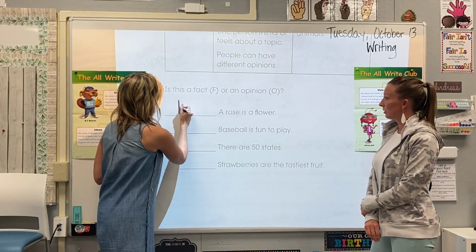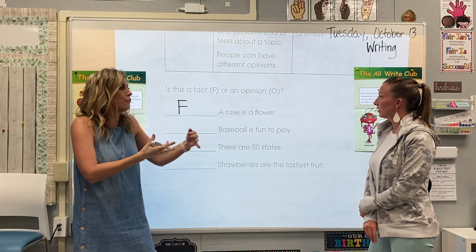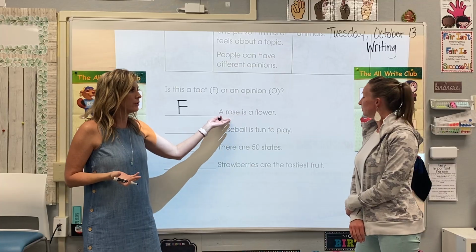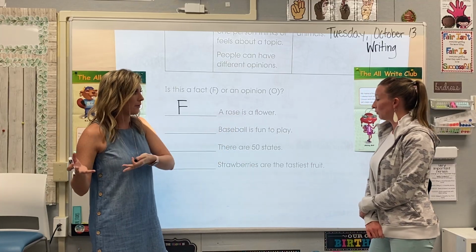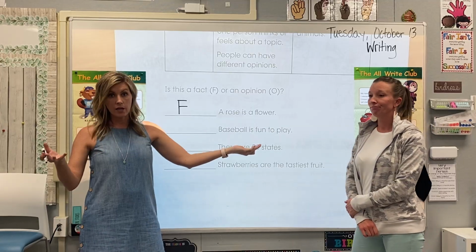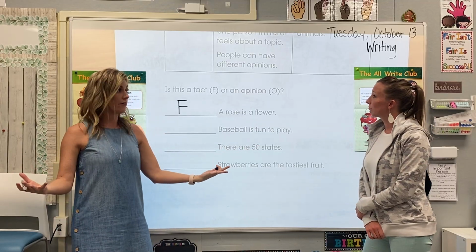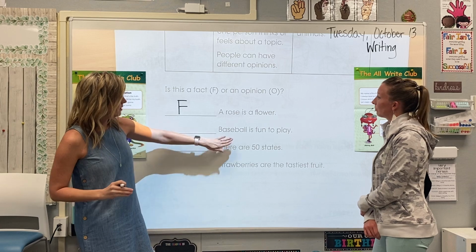So we would write F for fact. And you don't feel differently about it. You didn't say that the rose is pretty or the rose is the best flower. You just said that it is a flower. Right. And that's true. And we would both agree on that because we could look at it and see that, right? Yep. Good. Now let's look at the next statement.